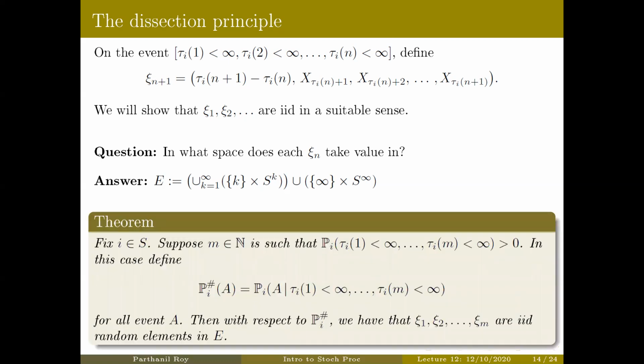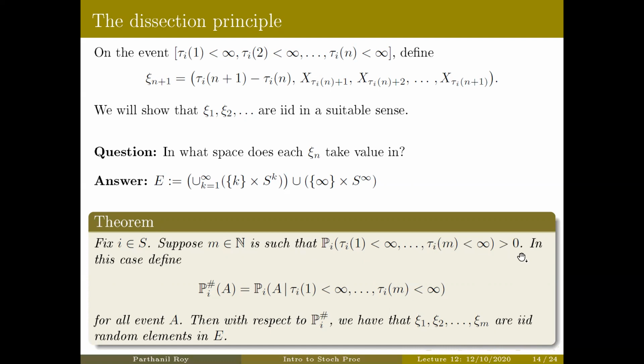Here is the theorem. Now we are in a position to state the theorem. You fix the state I and start the Markov chain at I. Okay, so your X0 is taking value I with probability 1. And in order to stress that, we'll always use the probability P_I. That will stress that we are starting at I. Now suppose m is a positive integer such that under the probability P_I, the first m return times to I are finite with positive probability. Now this is an assumption. This may not happen. Okay.